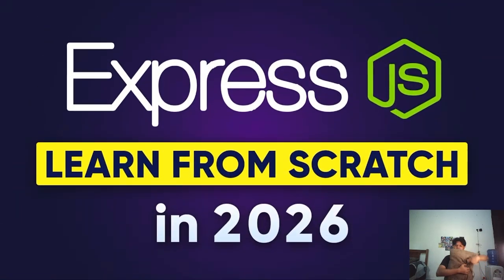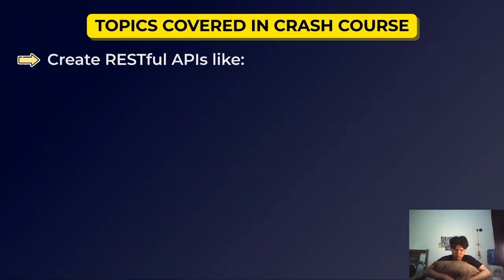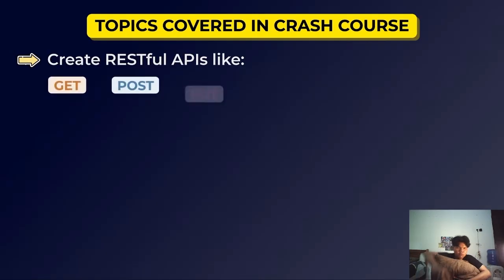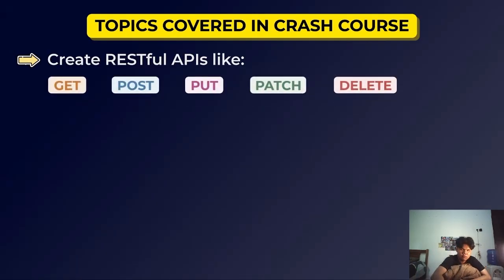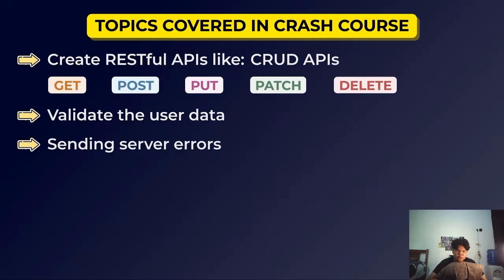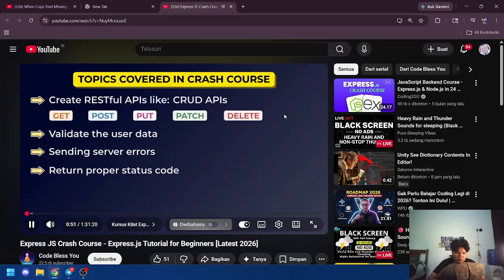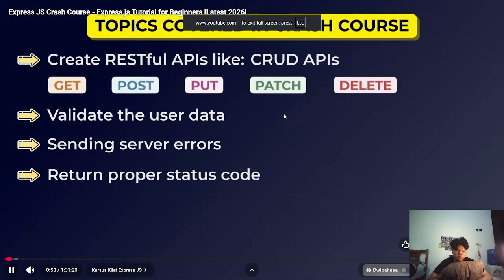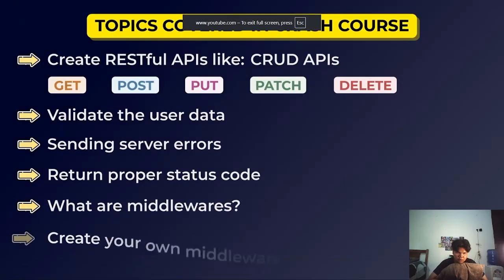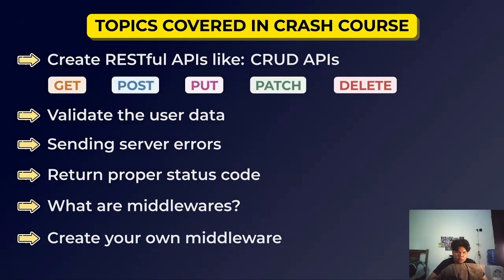So here is the Express.js crash course in which you will learn how to create RESTful APIs like get, post, put, patch and delete. In short, all CRUD APIs. After that, you will learn how to validate the data, send errors, and return proper status codes like 404 not found, 201 for success, etc. Additionally, you will learn about middlewares and how to create your own middlewares in Express, which is a very helpful and advanced concept.